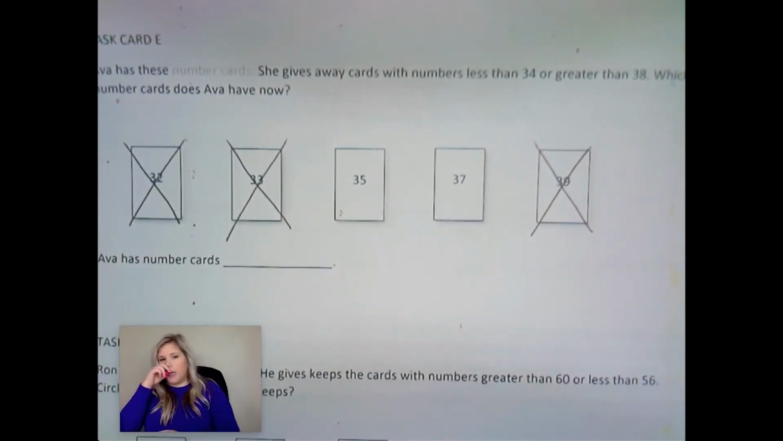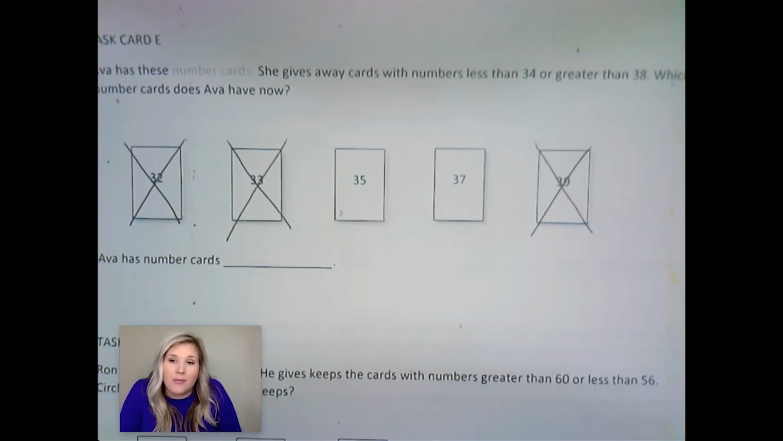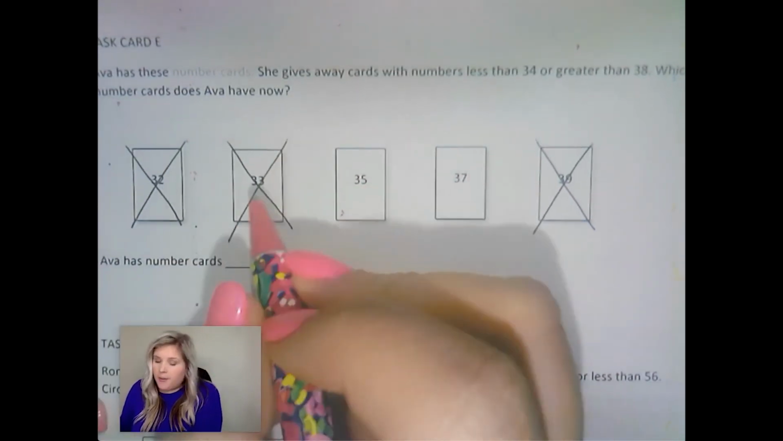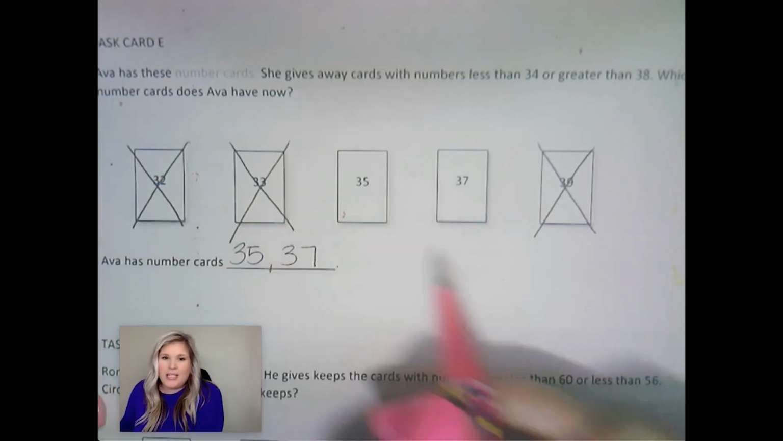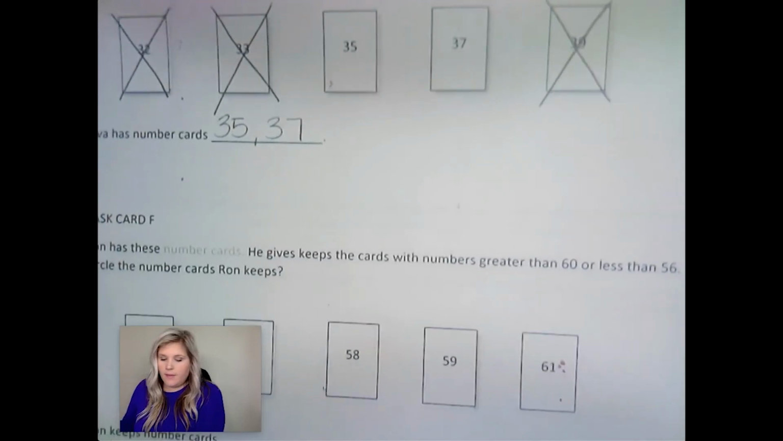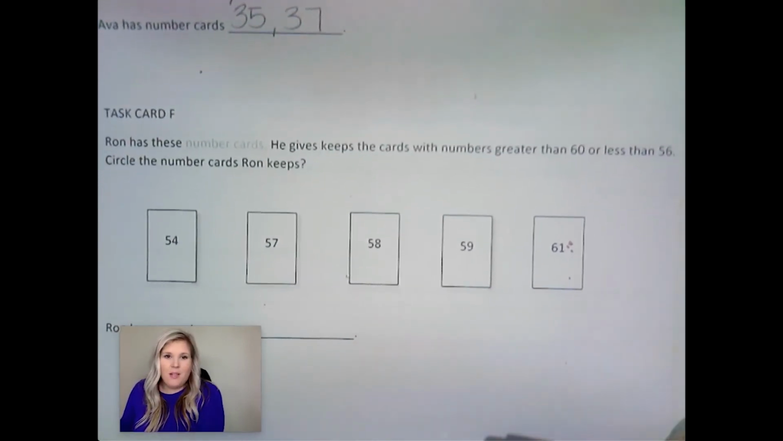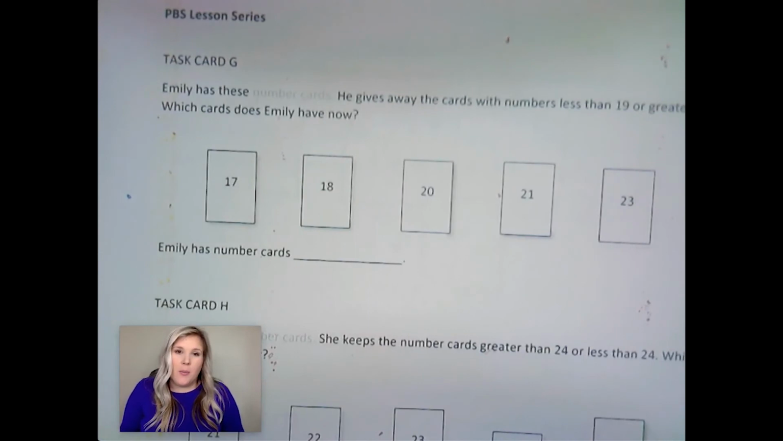Why are there 2 number cards not crossed out? Yes, because those number cards are not less than 34 or greater than 38. So those are the number cards that Ava has left. So I can fill in my answer. Ava has number cards 35 and 37. Fantastic job. Now it's your turn to solve the problem on your own.